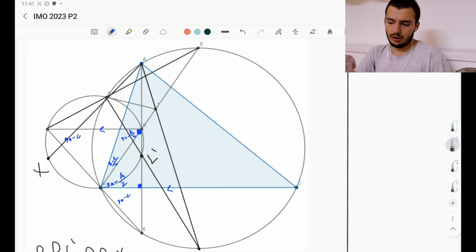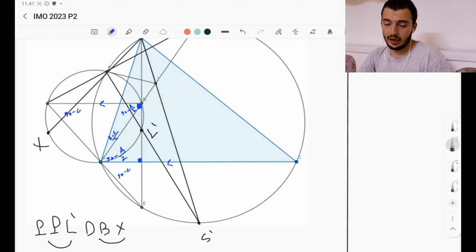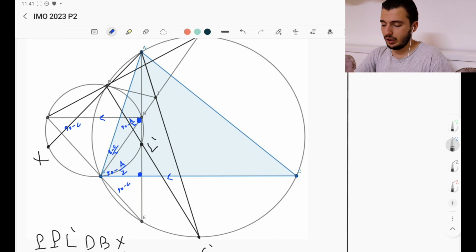Well, is it? Clearly, yes. We can use the fact that these three are collinear. So we can simply say that this is 90 degrees. Clearly, this is correct because we already defined L prime to be the point such that these are collinear. So yes, this is 90 degrees. So we showed that now P, L prime and S prime are collinear. Very good, but we're not done yet.